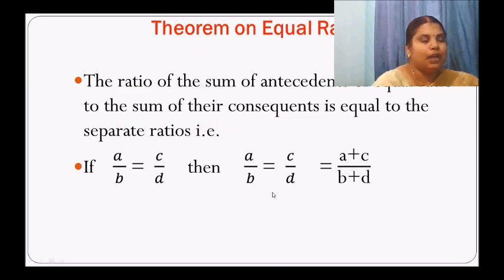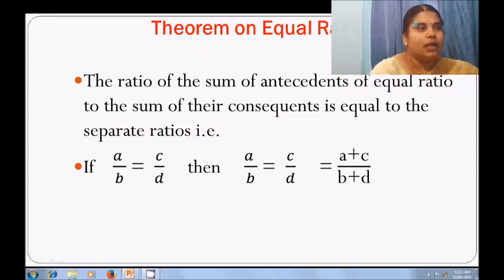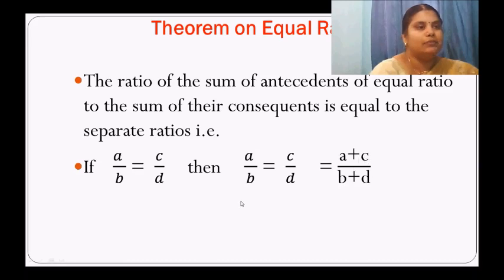After that, one important theorem, the theorem on equal ratio. In this theorem, the ratio of the sum of antecedents of equal ratios to the sum of their consequents is equal to the separate ratio. That is, mathematically we write it as: if A by B is equal to C by D, then A by B is equal to C by D is equal to A plus C by B plus D.